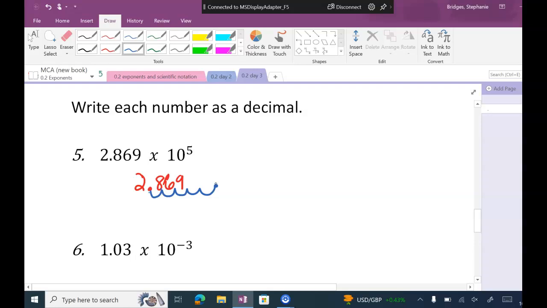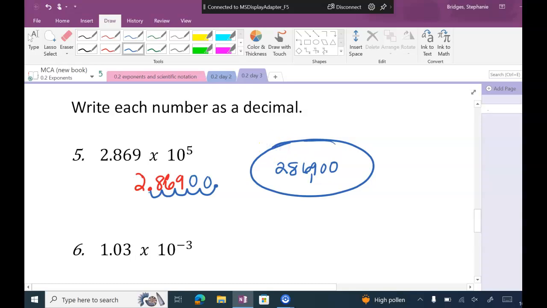What do I put in those empty spots? Zeros. Okay. So if I wanted to write my number properly without all that mess in front of it, it's 286,900. So 286,900 is what it would look like.